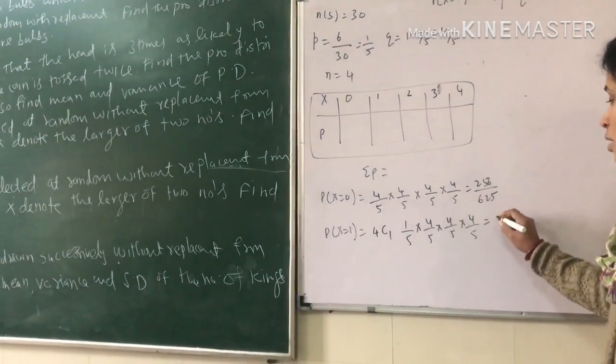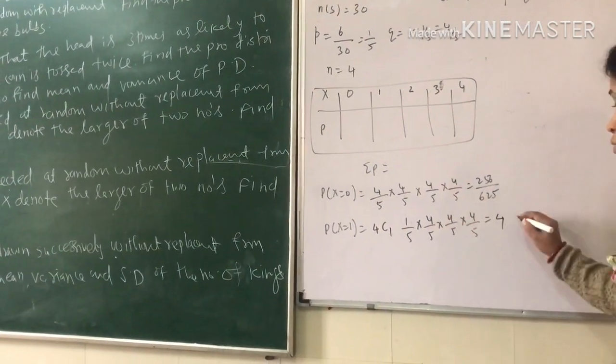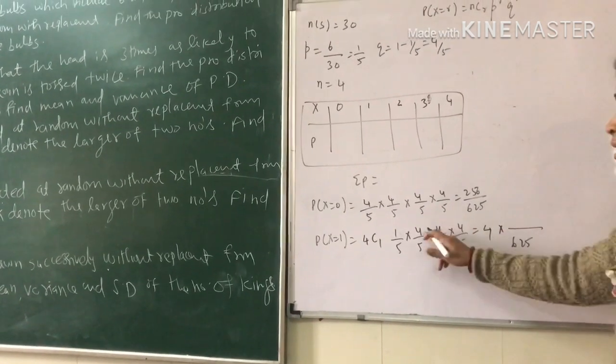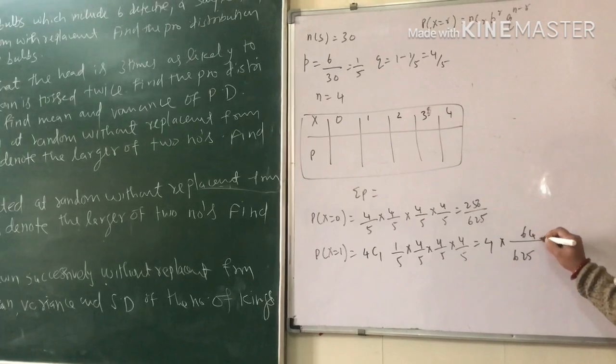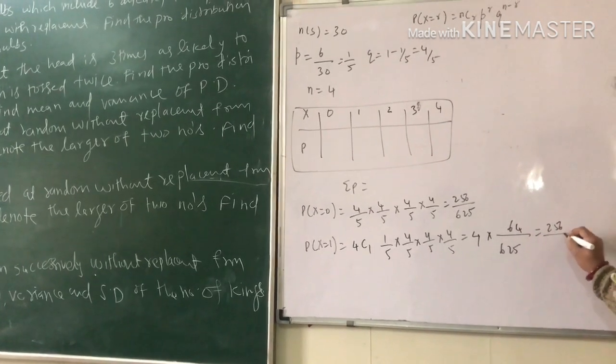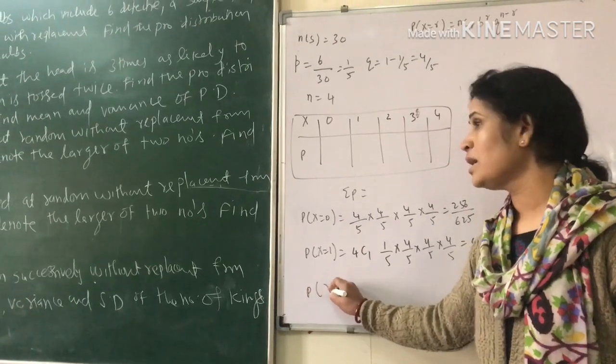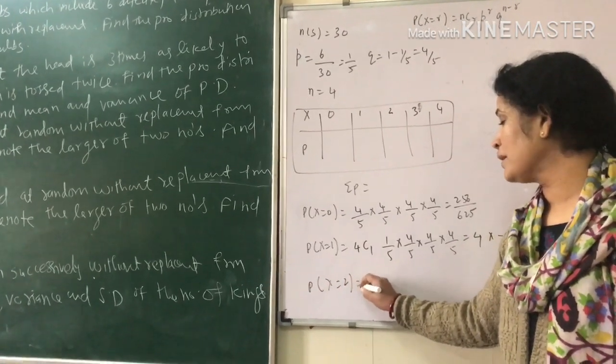Now 4C1 is how much? 4 into 64. Don't change the denominator, keep it always 625. This is 256, so again we are getting 256 upon 625. Now probability of X equal to 2.